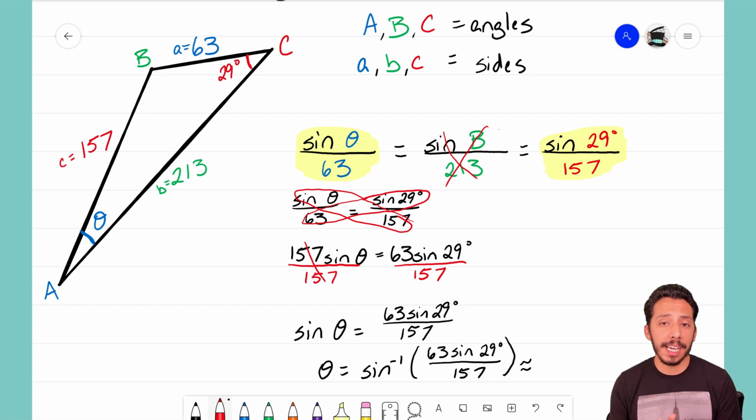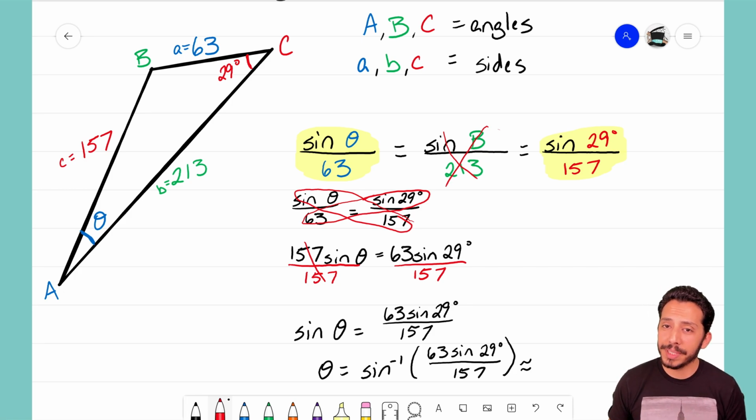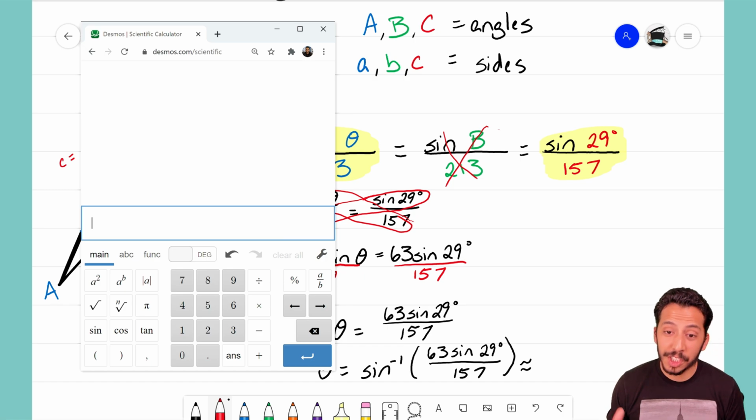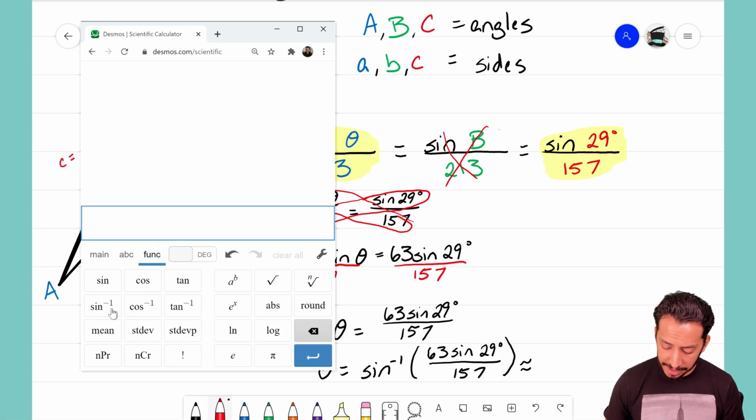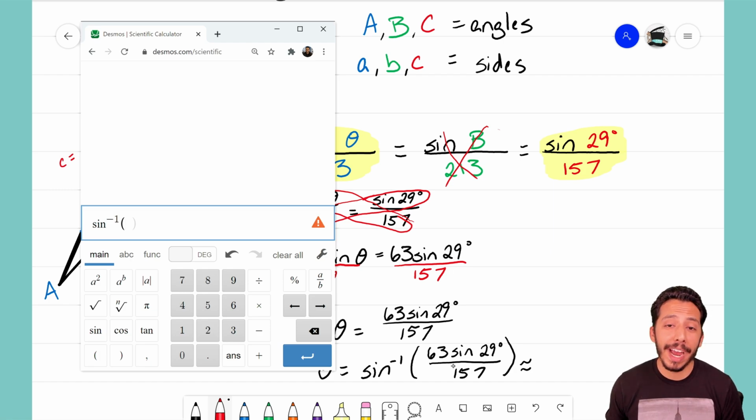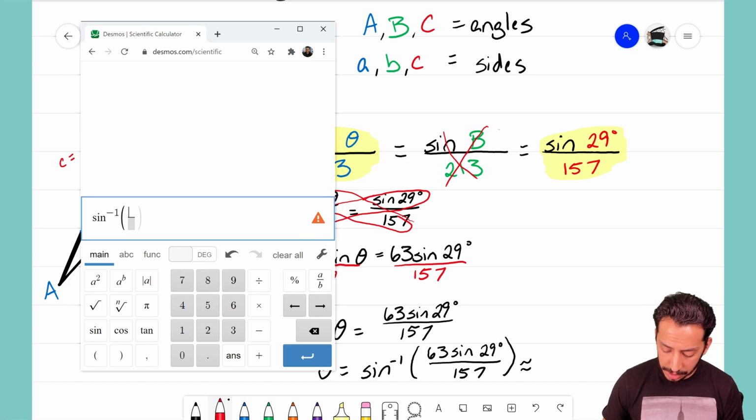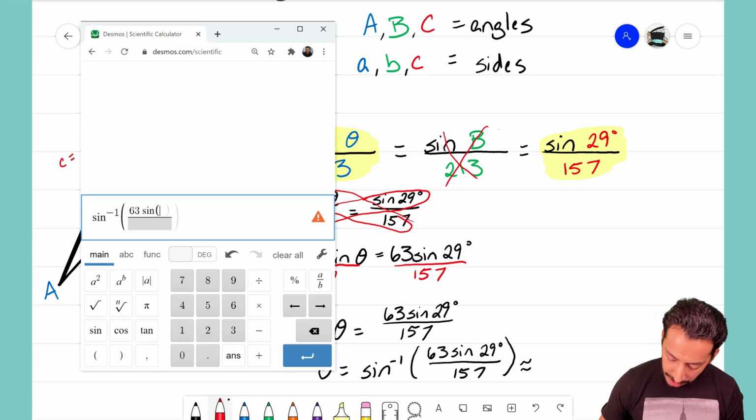I'm going to use the free online calculator from Desmos.com to help me solve this problem. So I have my Desmos calculator here. I need to press the inverse sine button. I'll go over to where it says function, press on that, and I see that I have my inverse sine button right there. So I'll click that button. I'll go back to the main panel, and I need to put a fraction in. So I'm going to push this button here, which will allow me to enter a fraction. And on the top, I'll enter my numerator: 63 times sine of 29 degrees all over 157.